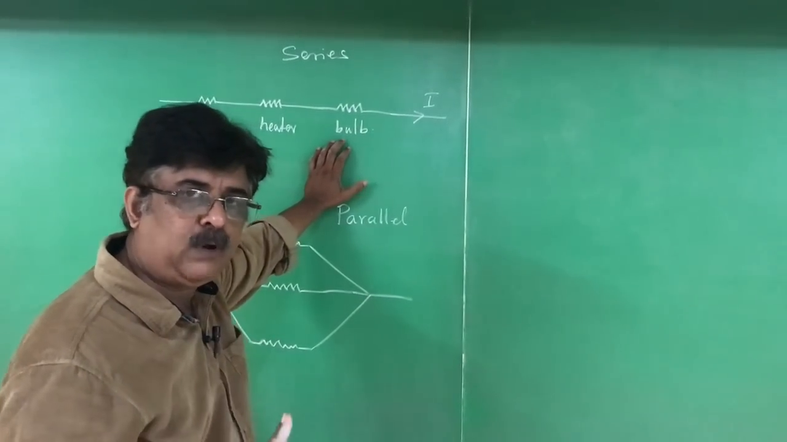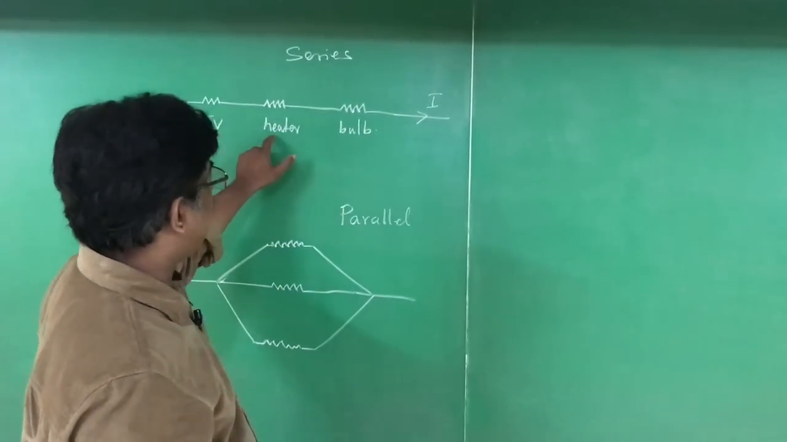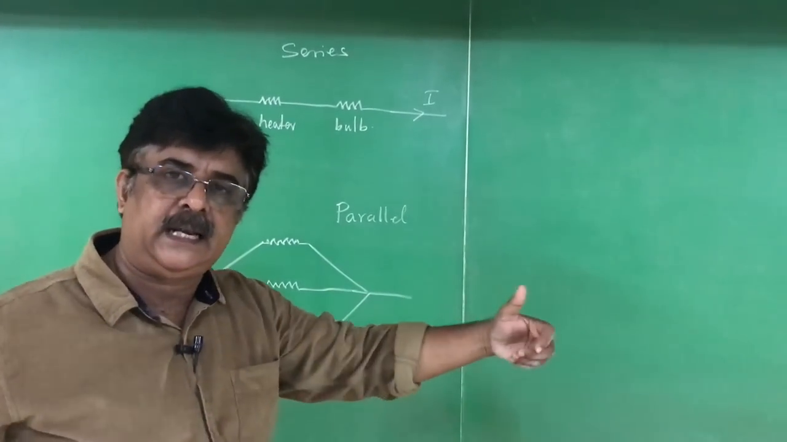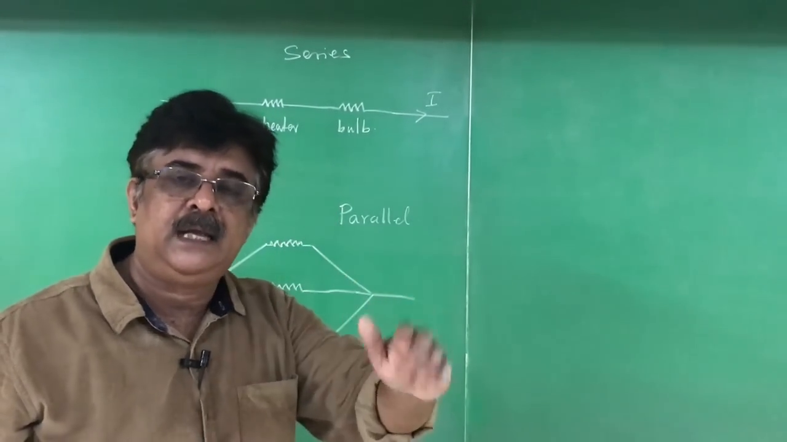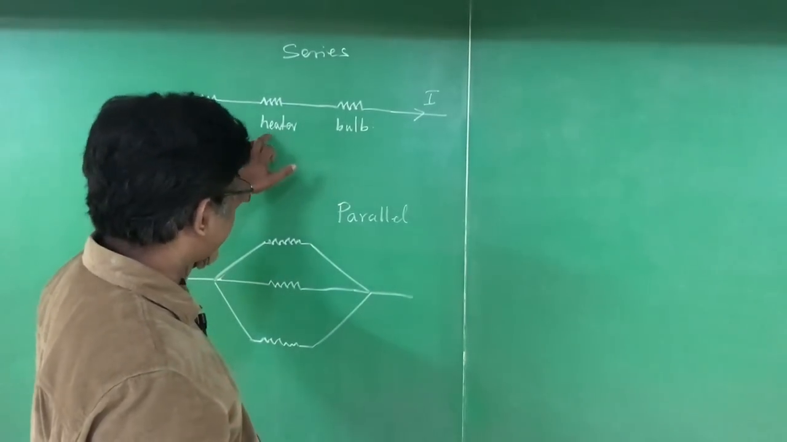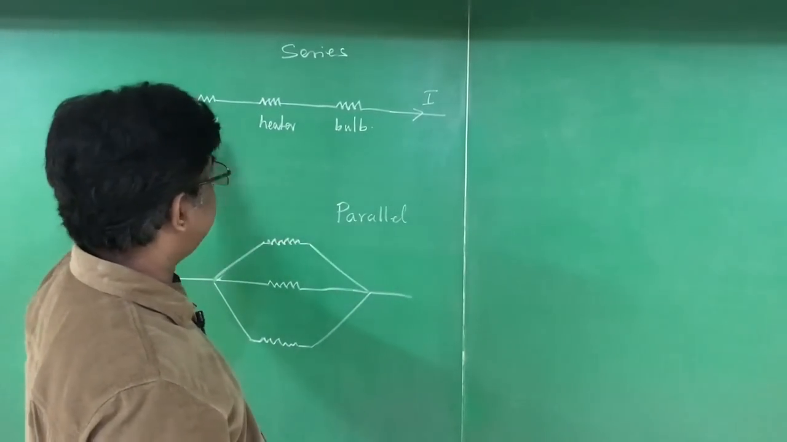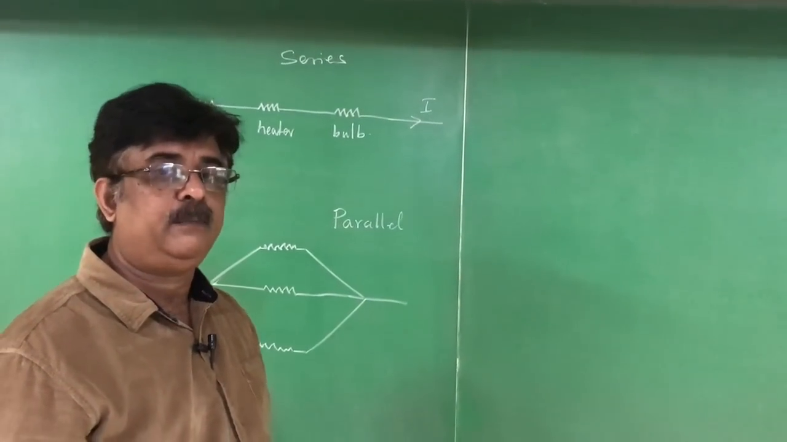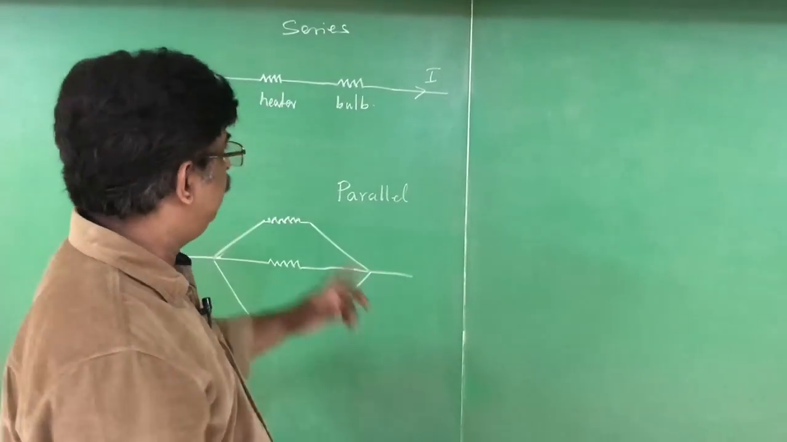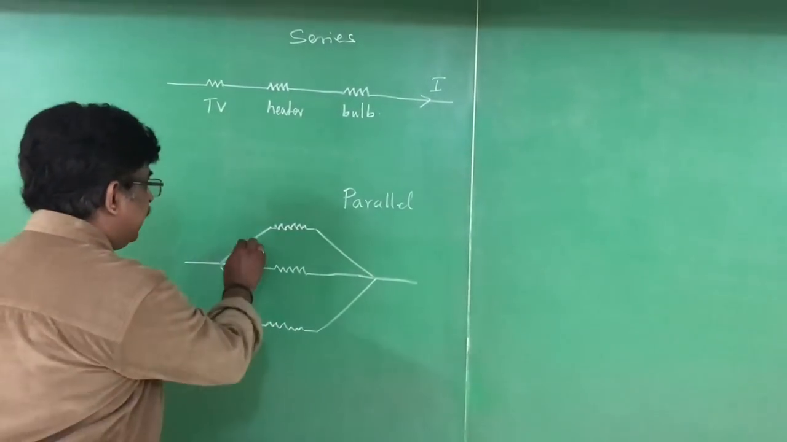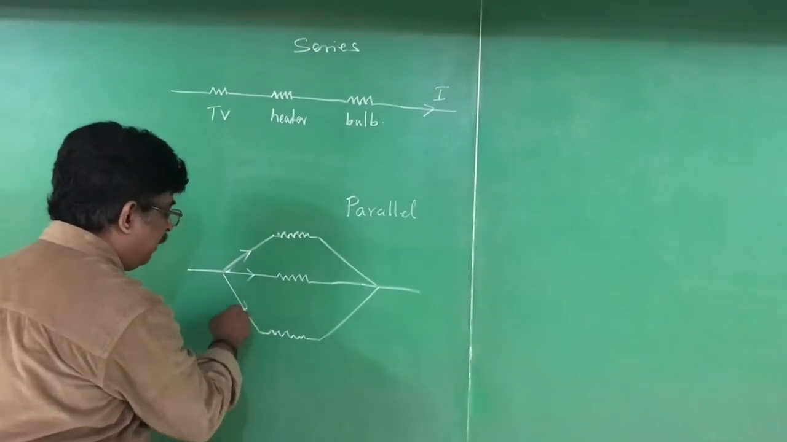The major disadvantage is that different electrical devices take different amounts of electric current, but in series connection the electric current remains the same. Then how can we connect the different electrical gadgets in series? Therefore, we don't use series connection for domestic purposes. In our home, we always connect in parallel. In parallel, what happens? The different gadgets take different amounts of current.